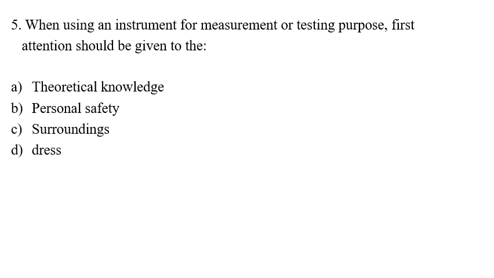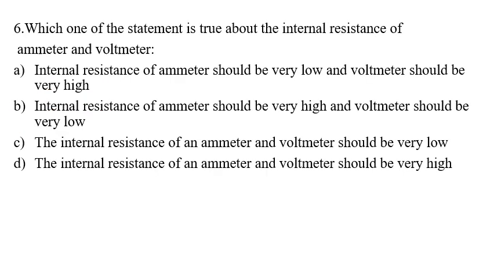Fifth question: when using an instrument for the measurement of testing purpose, first attention should be given to theoretical knowledge, personal safety, surroundings and dress. It is very clear that first of all, we need to give more importance to personal safety in every case. So option B is the correct answer. Directly we can eliminate the other three options.